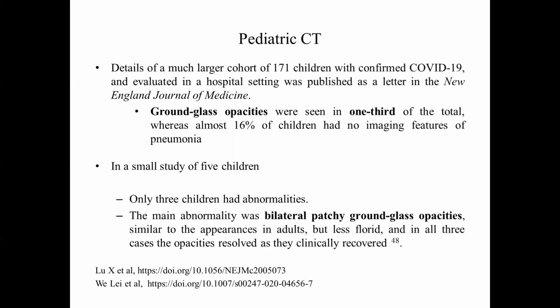A bit about pediatric CT features. Details of a much larger cohort of 171 children with confirmed COVID-19, evaluated in a hospital setting, were published as a letter in the New England Journal of Medicine. GGOs were seen in one third of the children, whereas almost 16% had no imaging features of pneumonia. In a small study of 5 children, only 3 had abnormalities. The main abnormality was bilateral patchy GGOs, similar to the appearances in adults but less florid, and in all 3 cases the opacities resolved as the children clinically recovered.